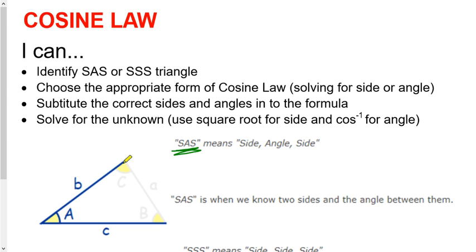Okay, so I've got a known side, and then in between, I've got a known angle, that's angle A, and then I've got another known side. And I can use those to find this side over here, lowercase a. Okay, so that's my first situation. If I know two sides and I know the angle in between, I can use cosine law to find the side that is opposite that angle.